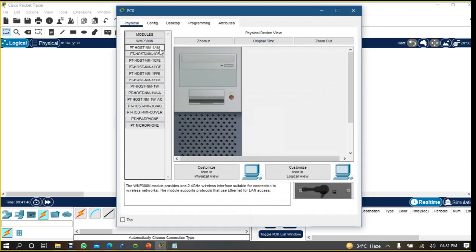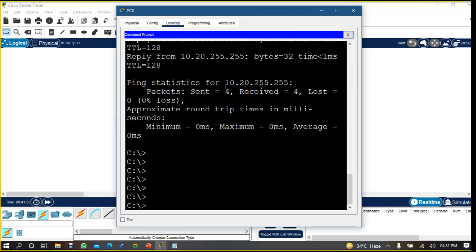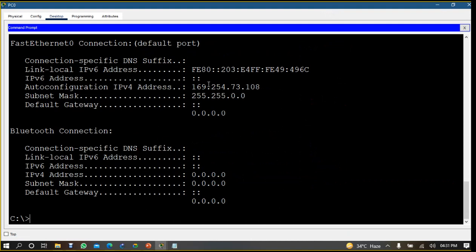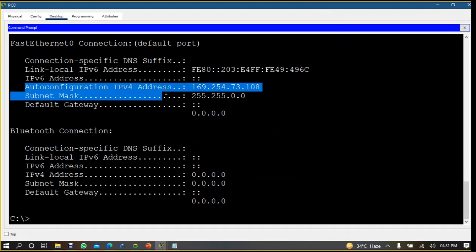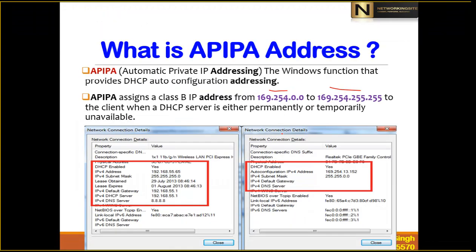Let me show you here on the desktop, command prompt, and if you type here ipconfig, see here it is not showing a normal IP. It shows 169.254. So this IP address is automatic. Here it's written, auto configuration IPv4 address, right? So this is the range, and this IP address is a temporary IP address.